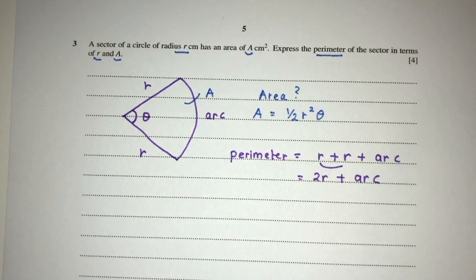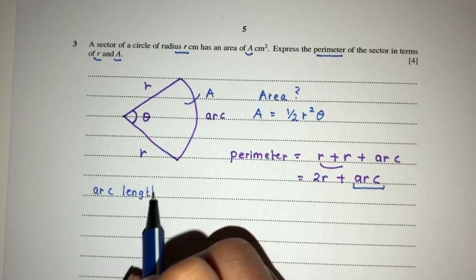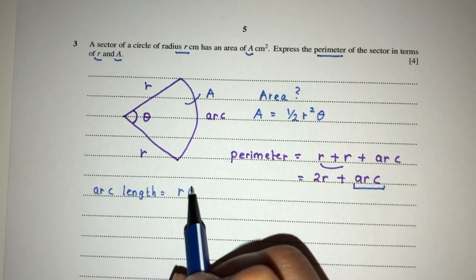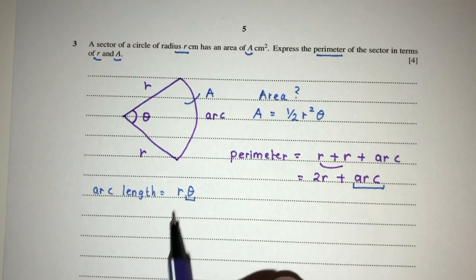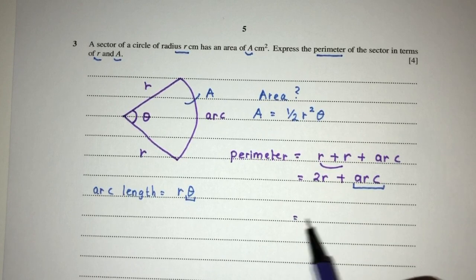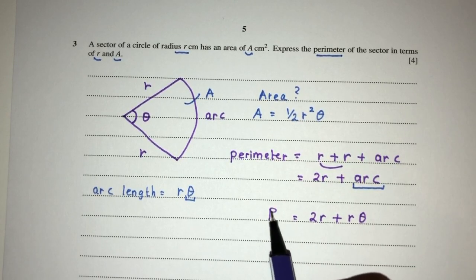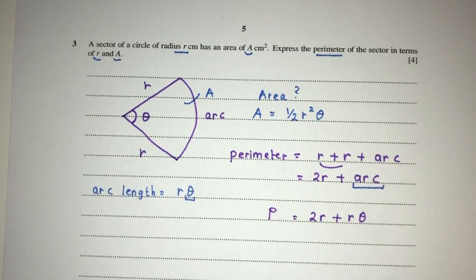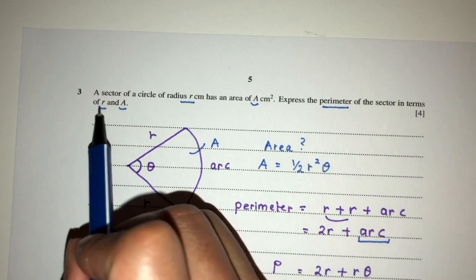Now again, we have a formula for this as well. Arc length is given by r times theta. Because if you replace this back here, you will have 2r plus r theta. This is your answer for the question. However, as you can see, it is asking you for the value of P in terms of r and A.